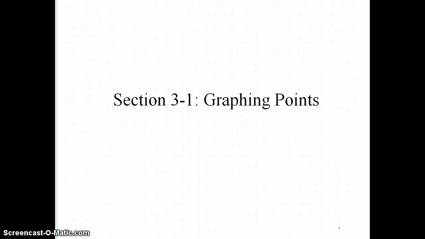Welcome to Pre-Algebra Section 3-1, Graphing Points. Today's date is February 6th, 2012.